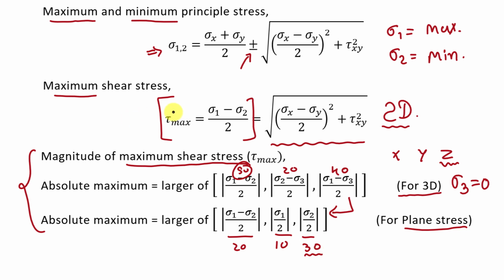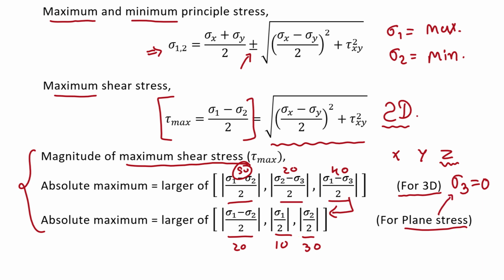Fine. So there may be confusion in finding the maximum shear stress in the body. Understand carefully: if it is mentioned that it is the case of 2D, then we directly take sigma 1 minus sigma 2 by 2 as the maximum shear stress tau max. Now if the question mentions that this is the 3D case, then we take the maximum shear stress as the maximum value of these three. And if the question mentions that this is the plane stress condition, then we take the maximum shear stress tau max as the larger of these three values.